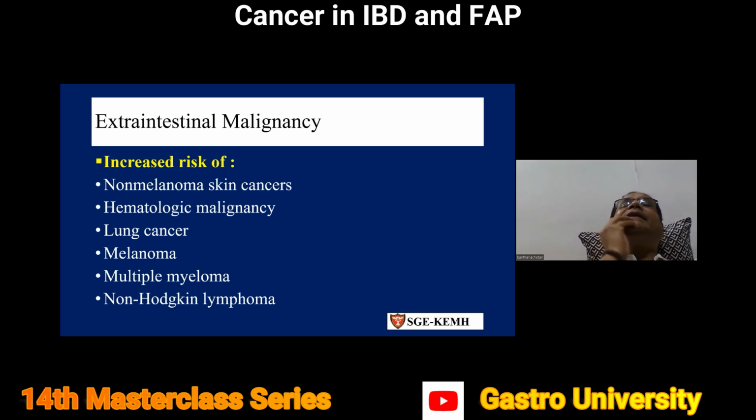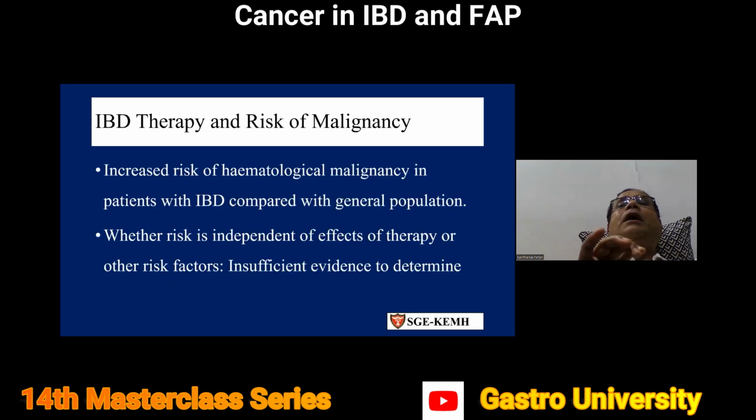Now coming to extraintestinal malignancy. It has been seen that inflammatory bowel disease is associated with non-melanoma skin cancers, hematological malignancies, lung cancers, melanoma, multiple myeloma, and non-Hodgkin's lymphoma. Now, whether these hematological malignancies occur because of inflammatory bowel disease, or because of the treatment being given to them, and it is the drugs which lead to development of hematological malignancies, is not very clear. And as of now, there is insufficient evidence to implicate either of them.